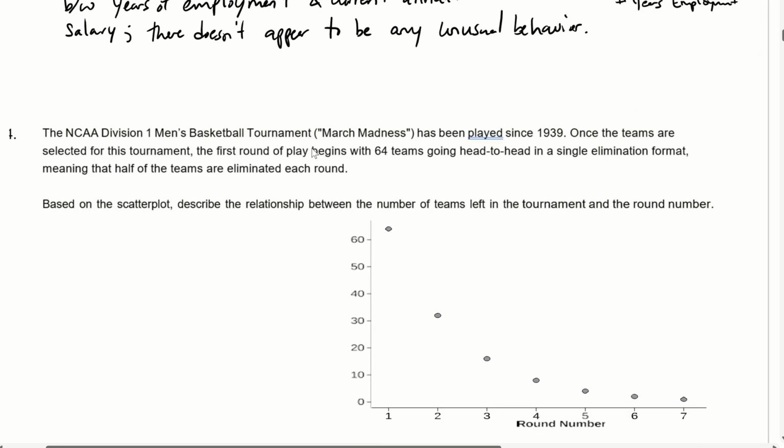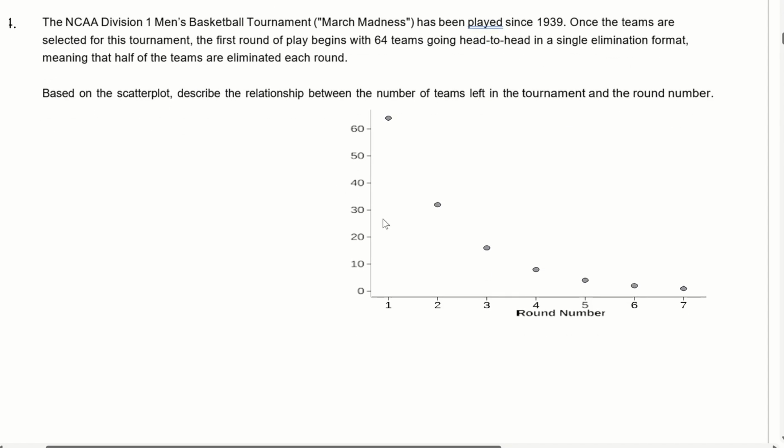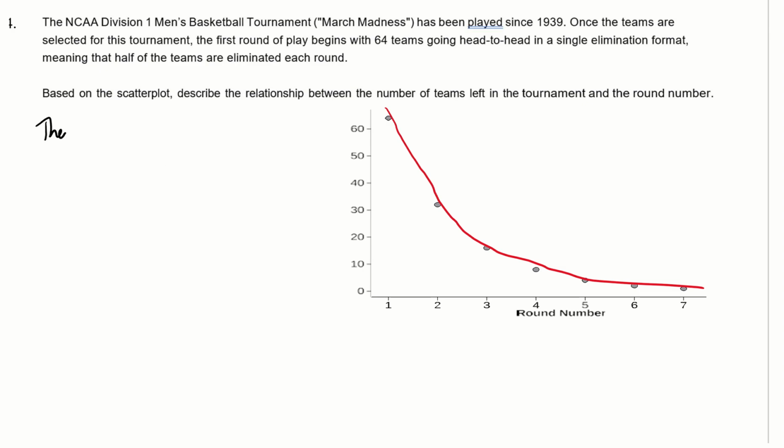All right, so next one, number 4, NCAA Division I men's basketball tournament, March Madness has been played. Okay, so this is based on the scatter plot. Describe the relationship between the number of teams left in the tournament and the round number. So you can clearly see here there is a curved relationship there, and it seems to be a strong, non-linear, negative relationship, right? And there doesn't appear to be anything unusual.